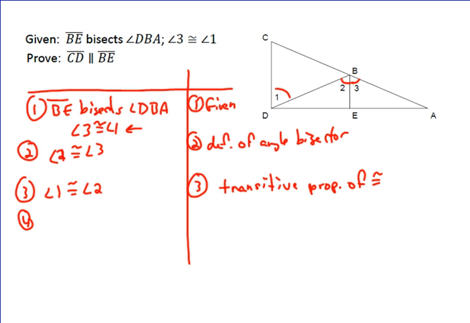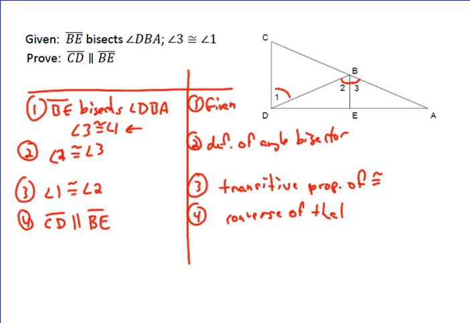And then once you know that 1 is congruent to 2, you're pretty much done, as we talked about at the beginning of the proof, and that is because 1 and 2 are alternate interior angles. You can claim that line CD is parallel to line BE, and that's just by the converse of the alternate interior angles theorem.